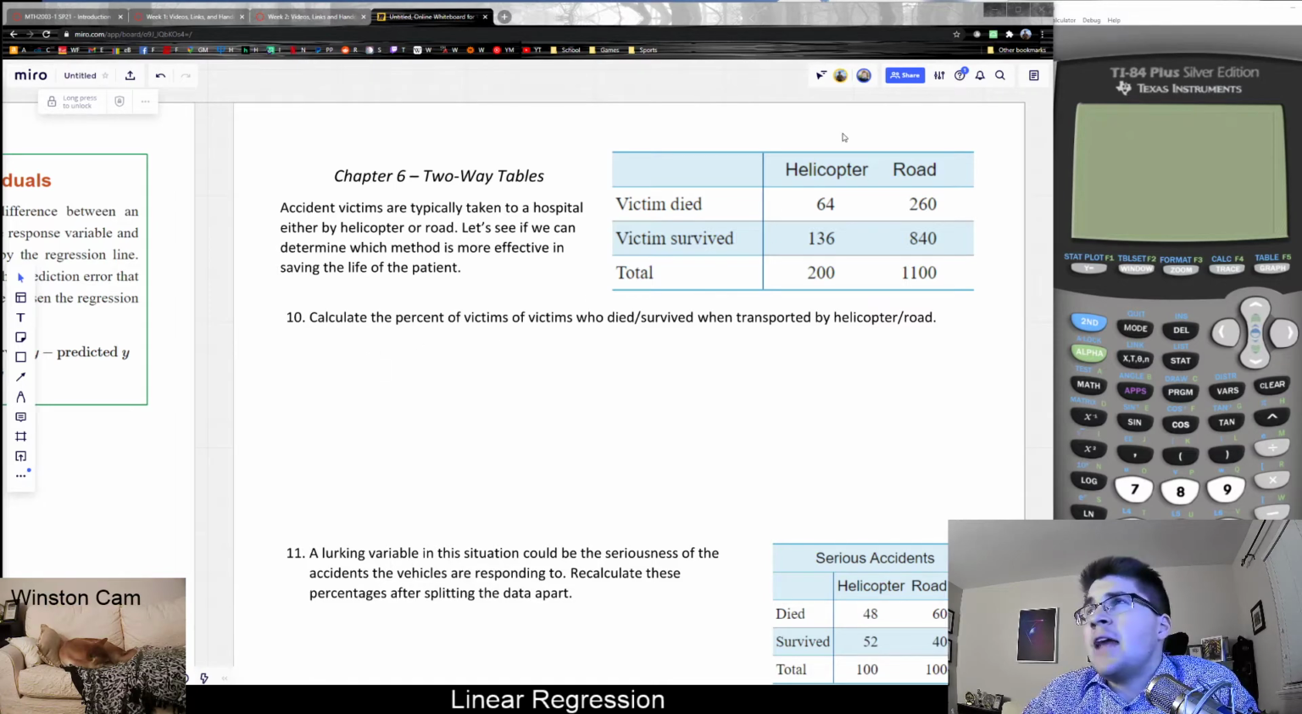So number 10. By looking at a marginal distribution such as this, we see the raw numbers, but we don't really get a sense for how safe it is, or how well patients survive under these methods, without looking at the percentages. So a key with marginal and conditional distributions is that we usually want to look at percentages, not just numbers. That's what number 10 tells us to do: calculate the percent of victims who died. There's a typo here, obviously, I don't need two of those. Percent of victims who died or survived when transported by helicopter or by road.